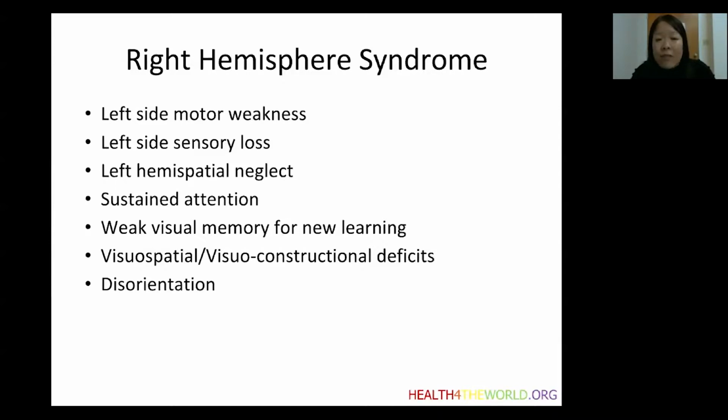It's also very common for individuals with right-sided strokes to exhibit visual spatial, visual constructional difficulties. And in a small percentage of patients who have right-sided strokes, they may also experience some temporal disorientation. So they might know who they are, where they were born, but they might have difficulty knowing the time of the day, or even where they're at, or why they're there. Those are some things to keep in mind.